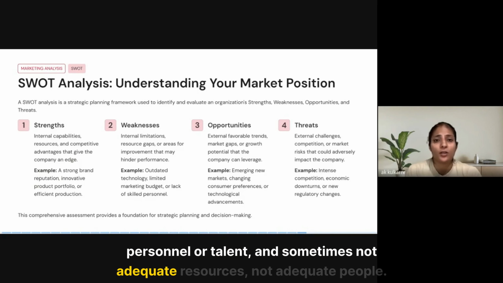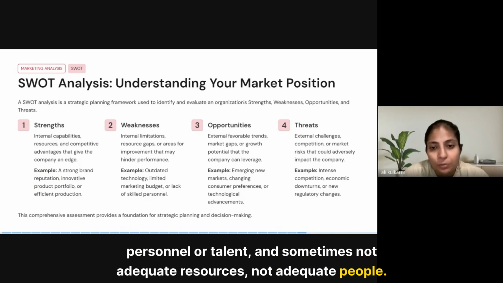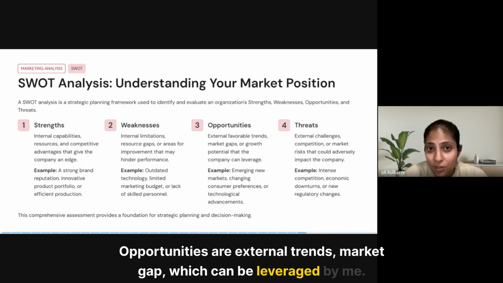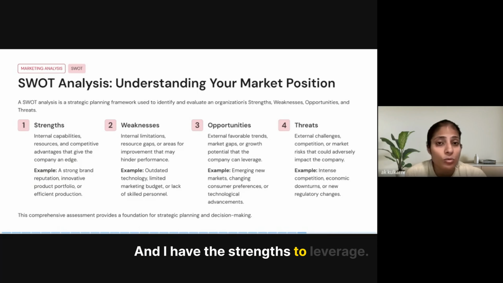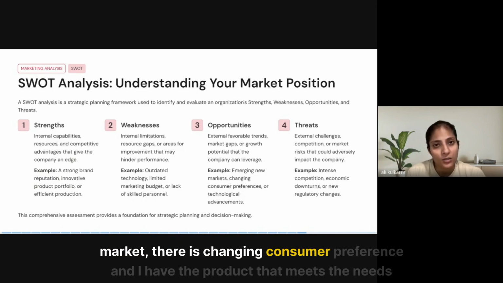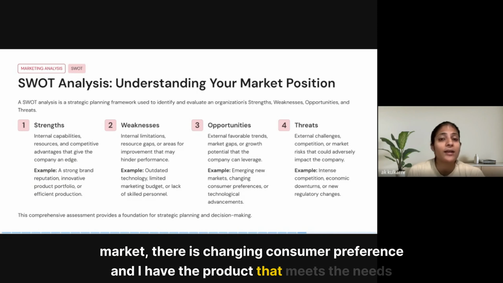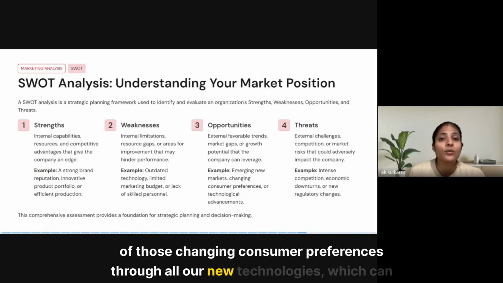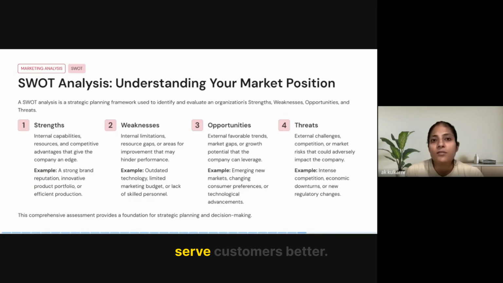And sometimes not adequate resources, not adequate people. Opportunities. Opportunities are external trends, market gaps, which can be leveraged by me, and I have the strength and the capabilities to leverage that. Example: there is a new emerging market, there is changing consumer preference, and I have the product that meets the needs of those changing consumer preferences, or I have new technologies which can serve customers better. That is an opportunity for me.